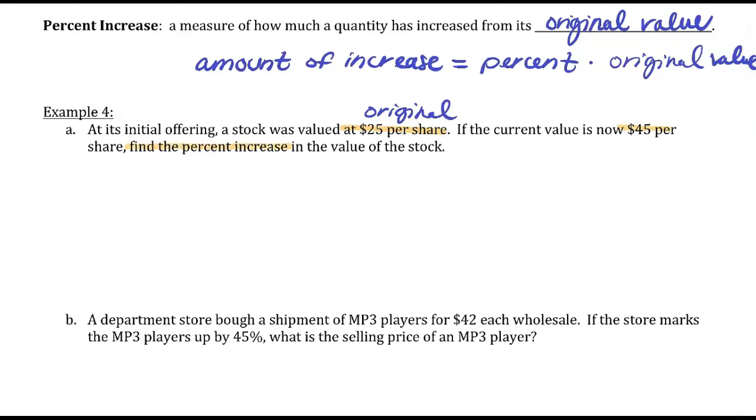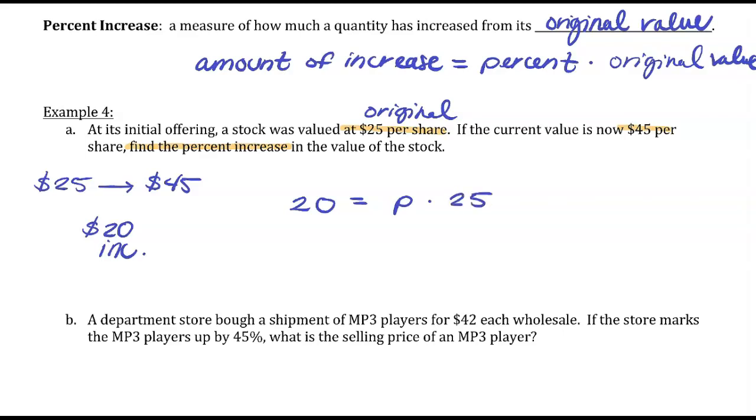of the stock. Let's first talk about the amount of increase that's happened. The stock started out at $25 and it changed to $45 over time. So how much increase is that? That's an increase of $20. So our amount of increase is 20. The percent increase is unknown, so I'll write that as P. Lastly, we multiply by the original value, which was 25.